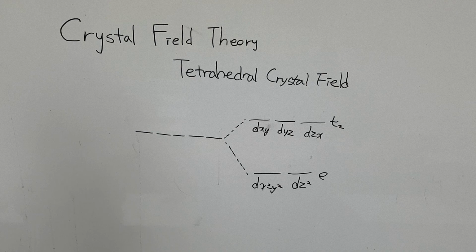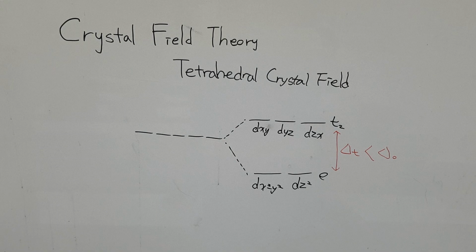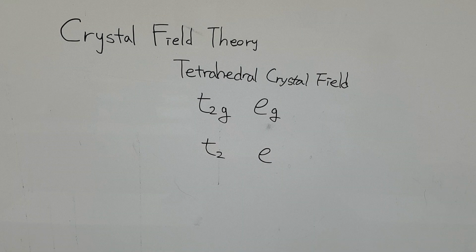The energy gap of tetrahedral complex is relatively smaller than the one in the octahedral, about 0.44, which is the reason why tetrahedral complexes are usually high spin. And if you look carefully, there is no g on each energy level, and that is because they don't have inversion symmetry, as you can easily find by drawing.